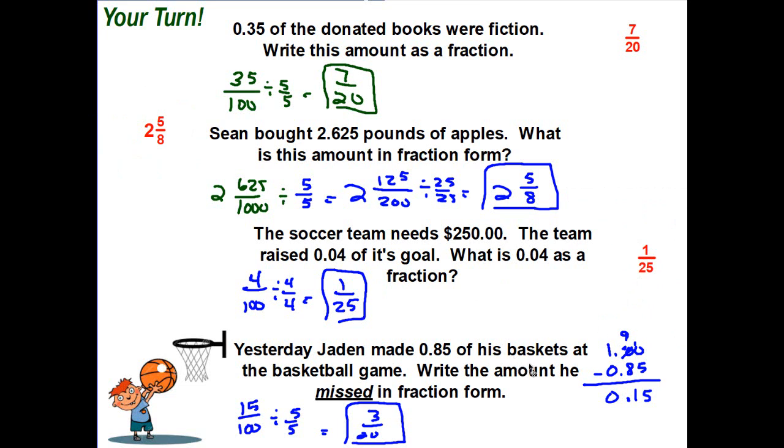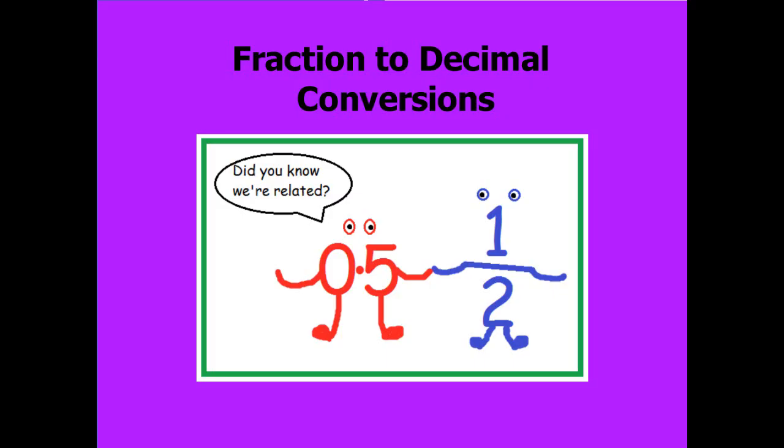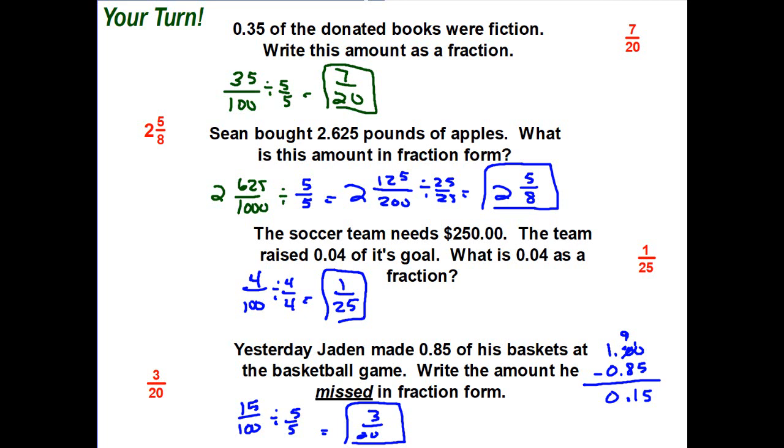And the last one, be careful, because it says that Jaden made 85 hundredths of his baskets on the basketball game, but they want to know the amount that he missed. So if he made all of them, he made one whole, right? His total shots is one whole. Subtract how many he made, which is 85 hundredths. That means he missed 15 hundredths. So 15 hundredths, simplify, you get 3/20ths. Okay, if you got any of those wrong, then just pause the video, check the work shown to see if you can find your mistake.